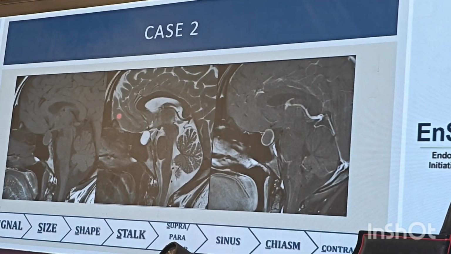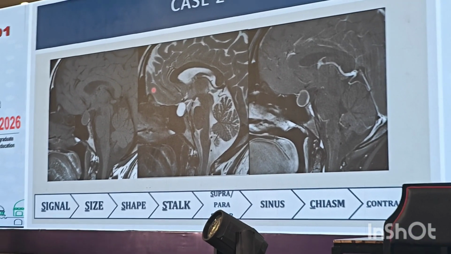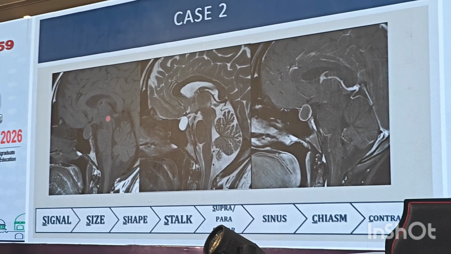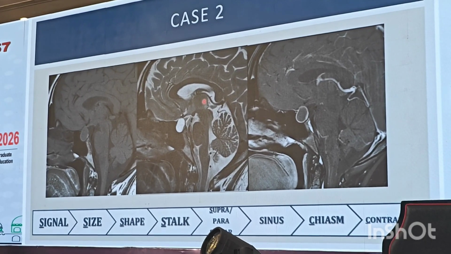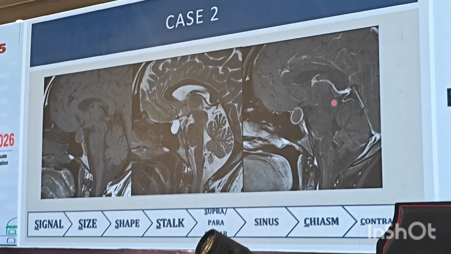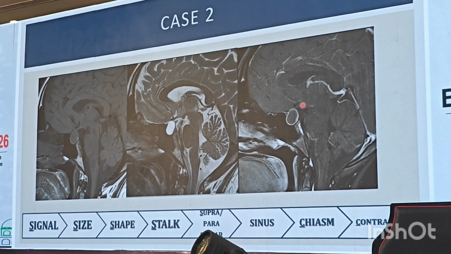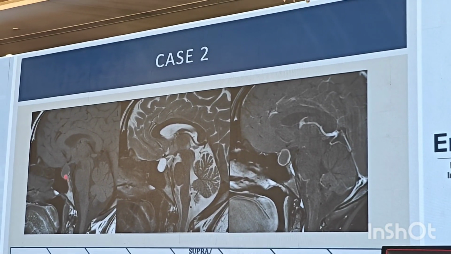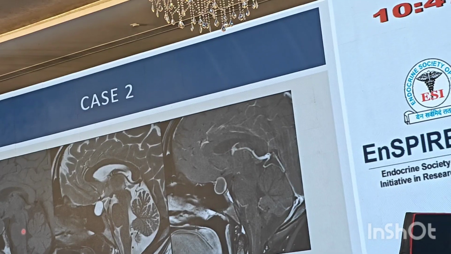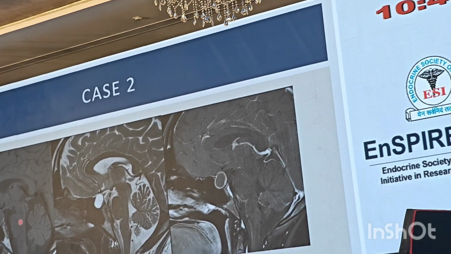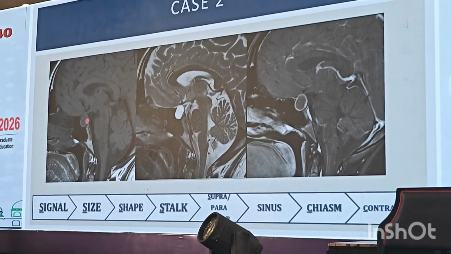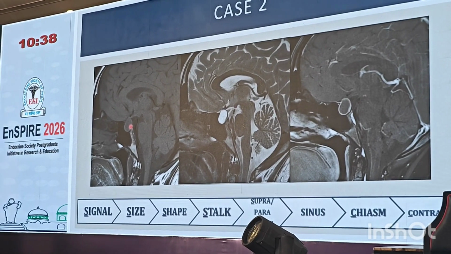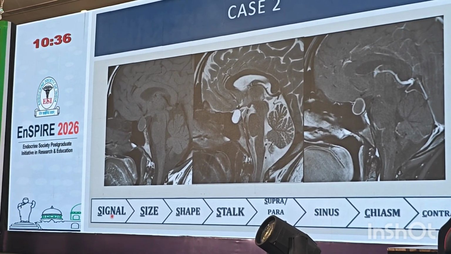Now look at this case, right? We start again with the first sequence, which is T1, then T2, and this one is post contrast. You can see the vessels are enhancing. So we'll start looking at the anterior pituitary. Is it similar to the pons on T1? Yes. How is the posterior pituitary? Is it bright and located within the sella? Yes. So your signal is satisfied, right?